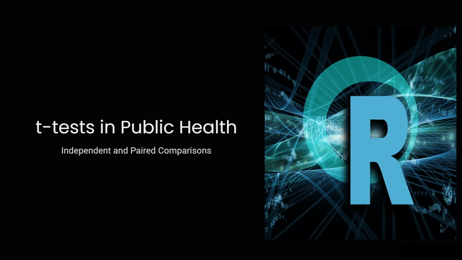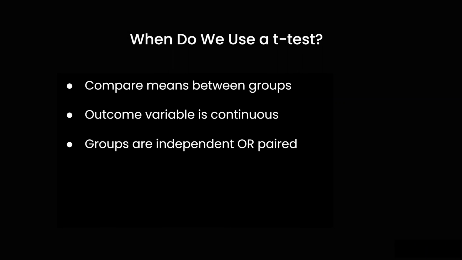In public health research, we often want to compare the average value of a health outcome between groups. For example, is average BMI different between males and females? Does a treatment reduce blood pressure? The t-test is one of the most commonly used statistical methods for answering these questions. In this video, we'll learn when to use independent and paired t-tests, how to perform them in R, and how to interpret the results in a public health context.